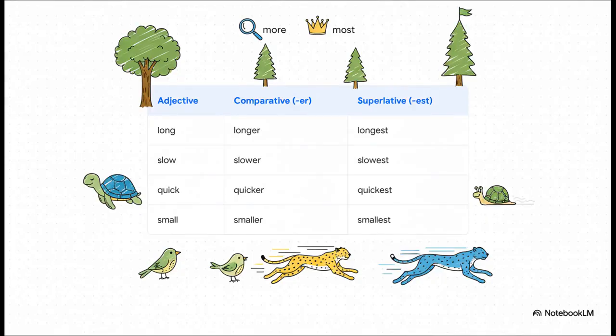And just look at how nice and neat this is. Long becomes longer, then longest. Slow becomes slower, then slowest. The pattern is just perfect. Quick, quicker, quickest. Small, smaller, smallest. It's a beautifully simple system, isn't it?